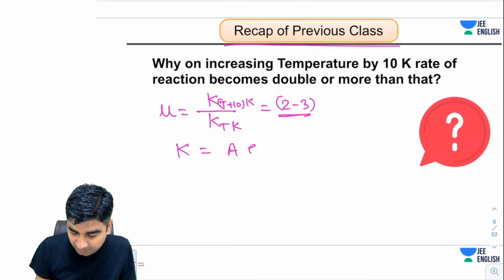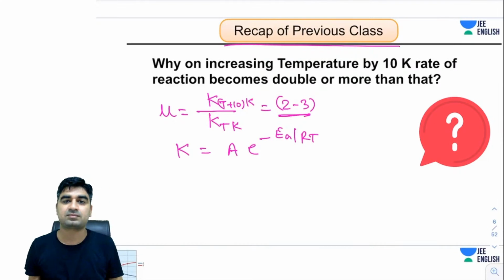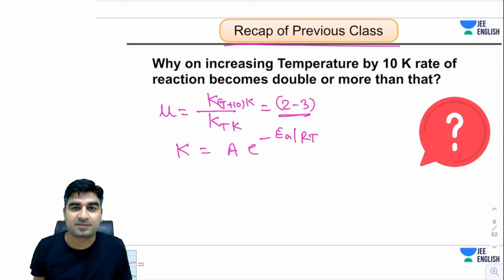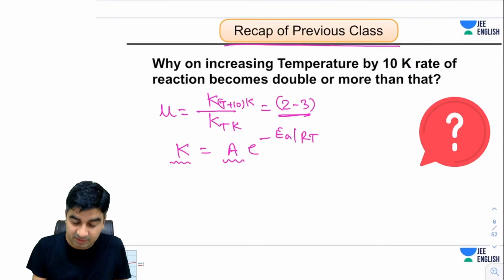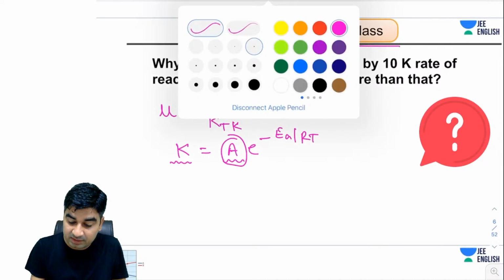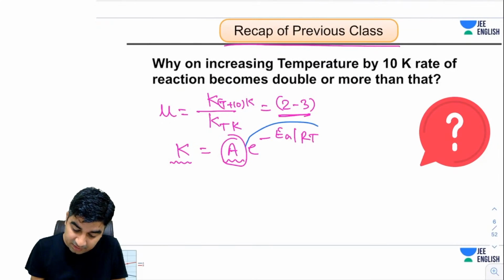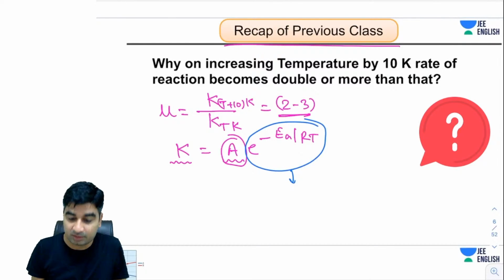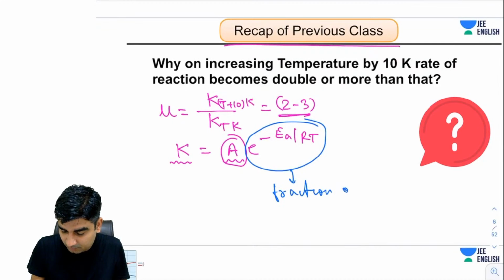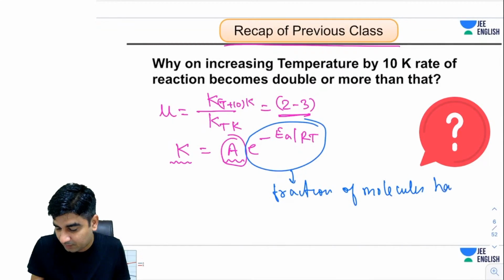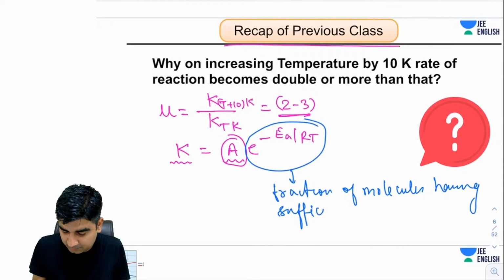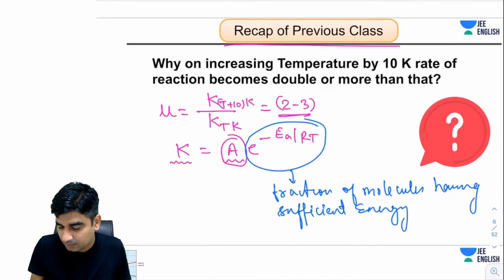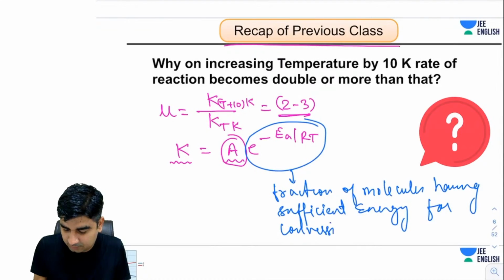K is equal to A e raised to the power minus Ea by RT. I told you this A is almost independent of temperature. So on increasing temperature, K increases. If A is almost constant, then why is K increasing? K might be increasing due to this exponential term. And what is this whole term? This whole term is called the fraction of molecules having sufficient energy for conversion into product.